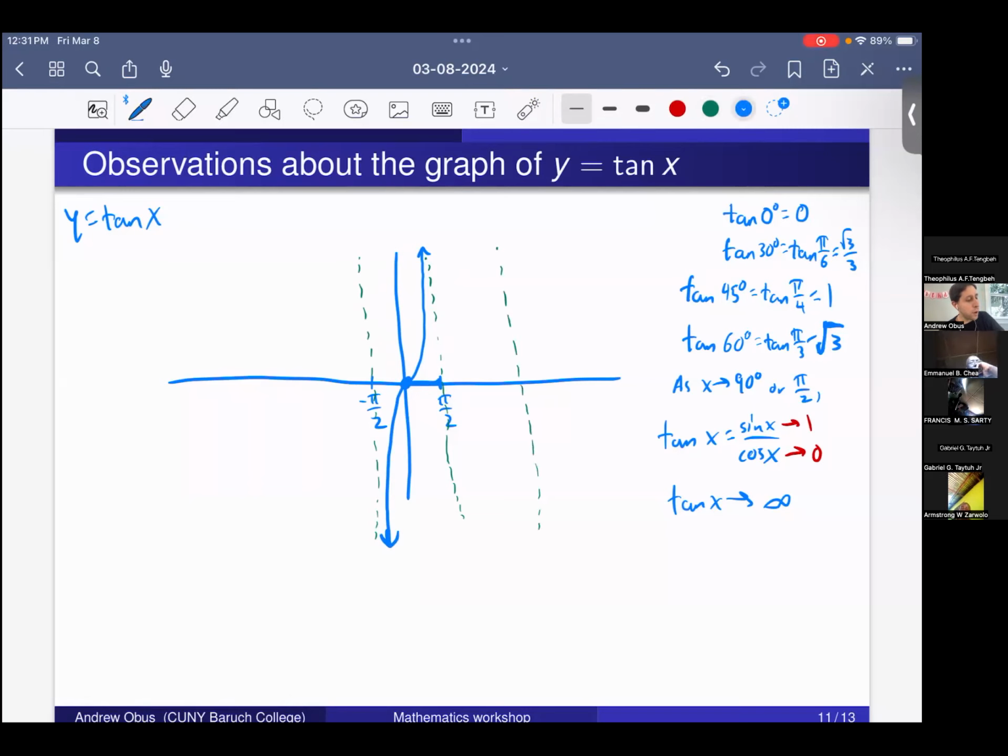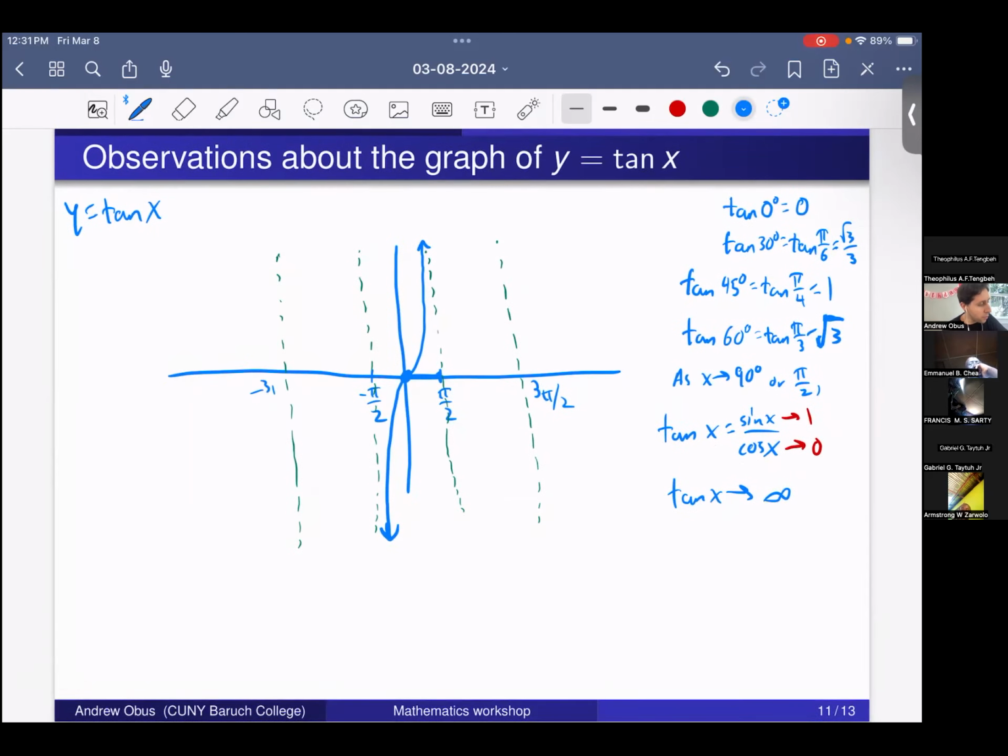So I can put another asymptote here at 3 pi over 2, and another one here at minus 3 pi over 2. Let me just draw that in blue instead. And this section of the graph, which has width pi, I'm going to write that here. So the length, I'll call it length, is pi. Because tangent is periodic with period pi, you're just going to have exactly the same thing happen again.